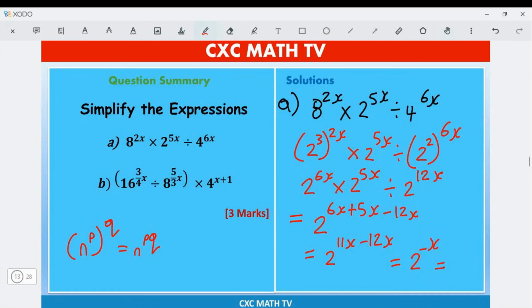Or you can write it as 1 over 2 to the x. So this works out to be 1 over 2 to the x. That is option A. Now part B.